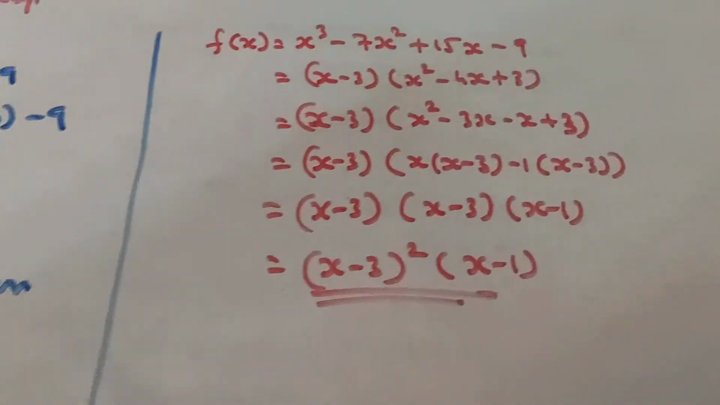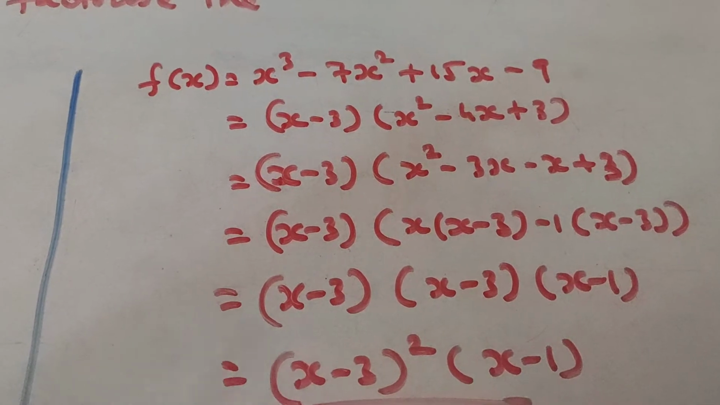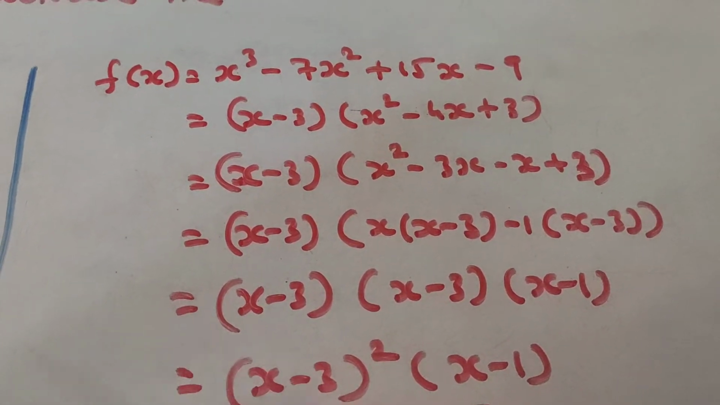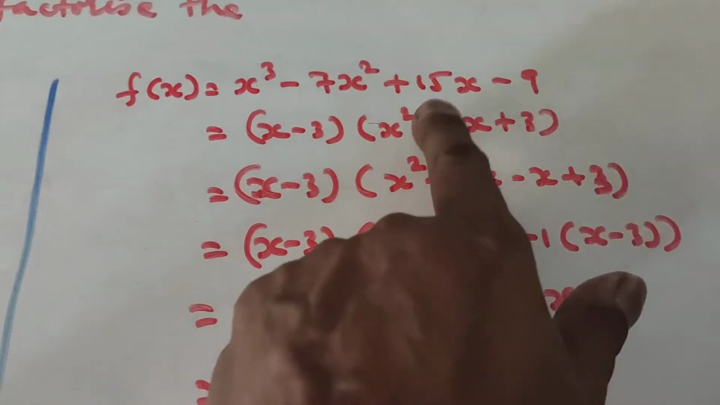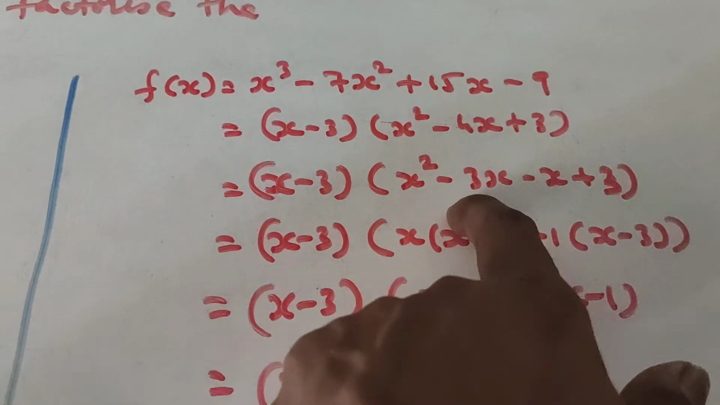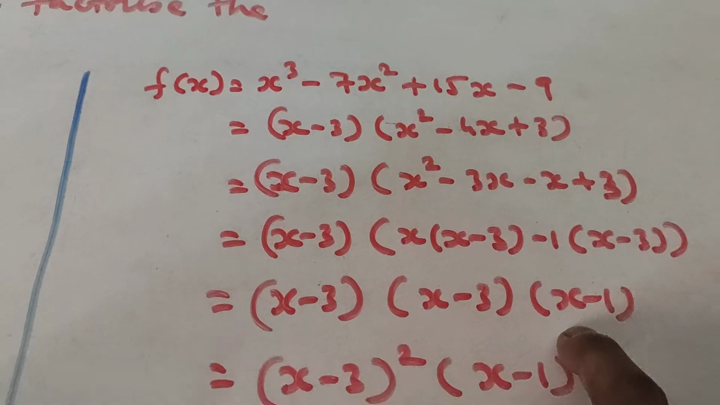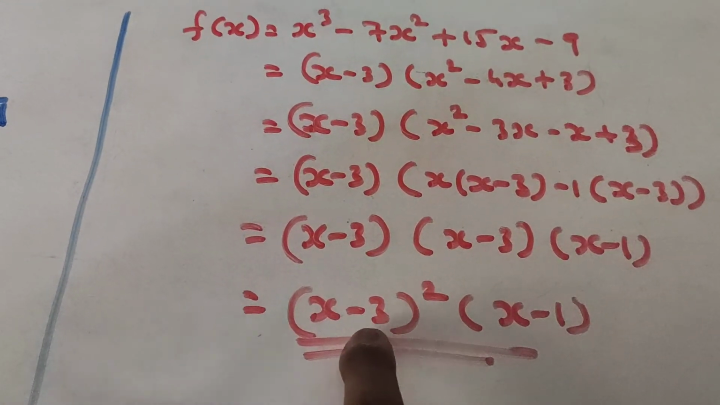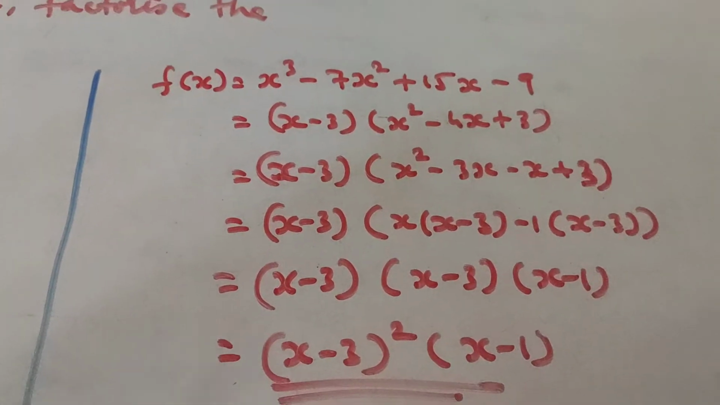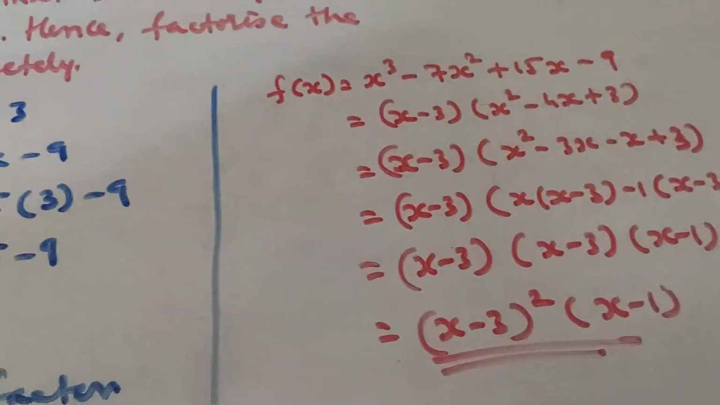And further we do like this: f(x) is equal to x cube minus 7x square plus 15x minus 9, so x minus 3 and the quotient x square minus 4x plus 3. And then we factorize this one by the splitting method in order to obtain x minus 3 and x minus 1. So x minus 3 two times, so x minus 3 whole square and x minus 1. So this is how we find the factors of the given polynomial.